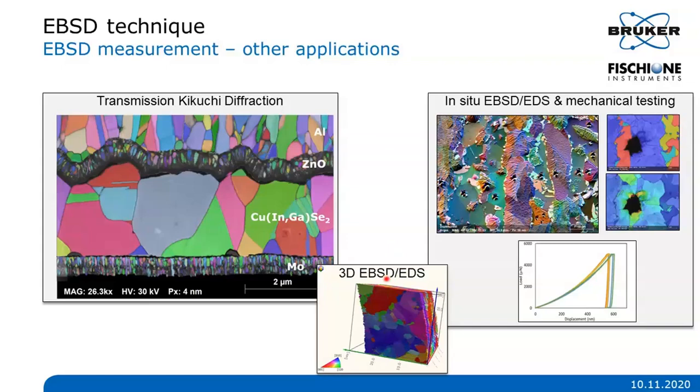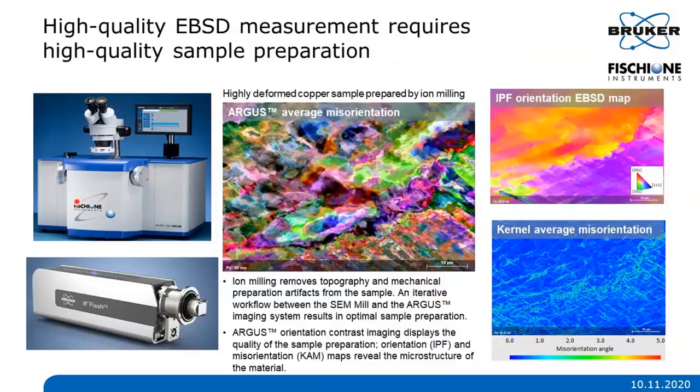And it's important to remind you that because the backscatter diffraction volume is very small, only a few nanometers below the sample surface, a good sample preparation is critical for EBSD. We will demonstrate that the combination of fission, broad ion beam milling with the EBSD, with the Bruker EBSD system, provides solutions to achieve not only excellent sample preparation, but quickly assess its quality using the Argus imaging system and reveal any artifact induced by the milling preparation on the EBSD orientation map or misorientation map.